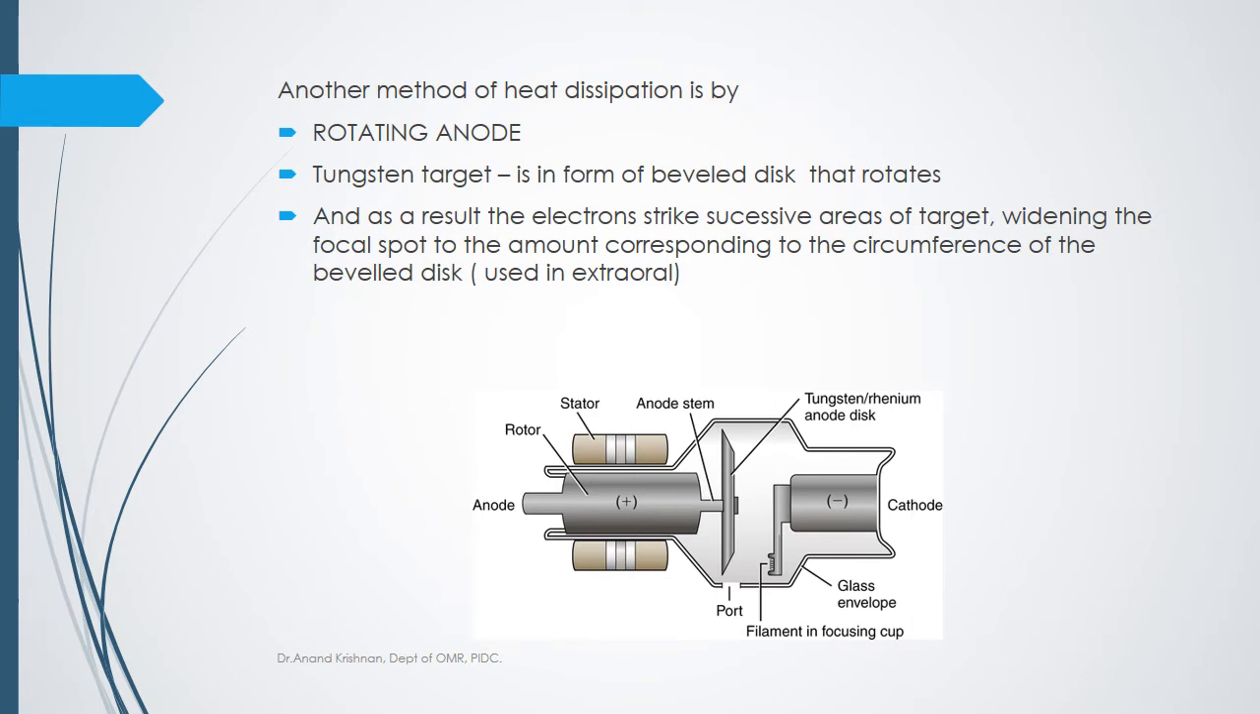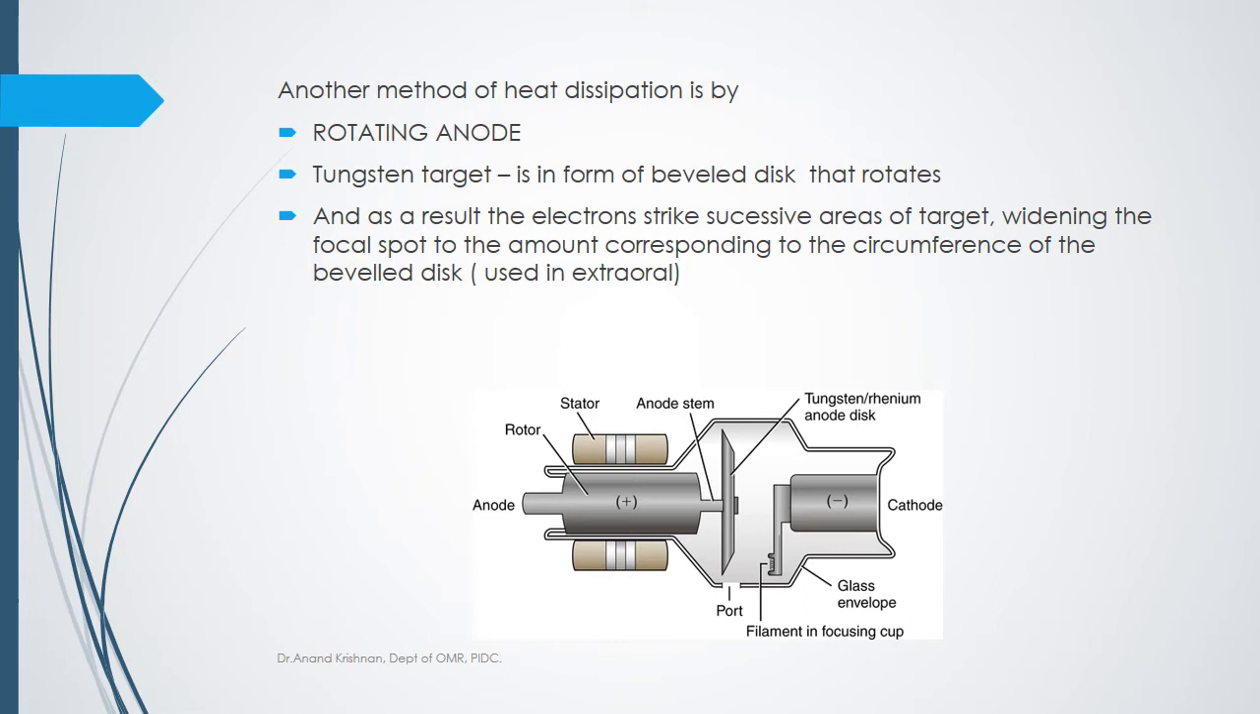Another method of heat dissipation is done by the rotating anode. I told you this before, and this rotating anode is generally used in panoramic radiography and other higher forms of machinery, CT and CBCTs. The rotating anode is nothing but, instead of a single copper stem block, a copper disc within which a layer of tungsten is embedded, and this disc keeps rotating. Once one exposure is given, it goes for one full rotation, during which it cools down.